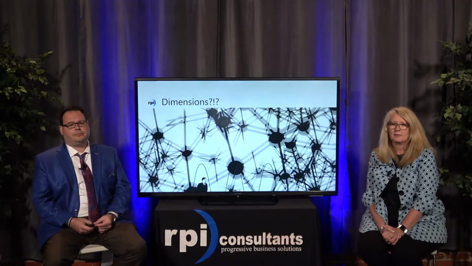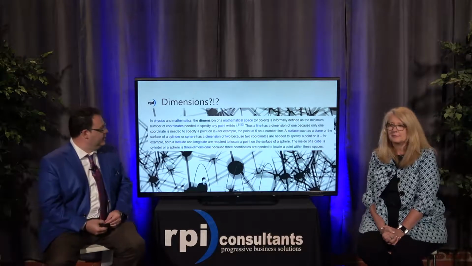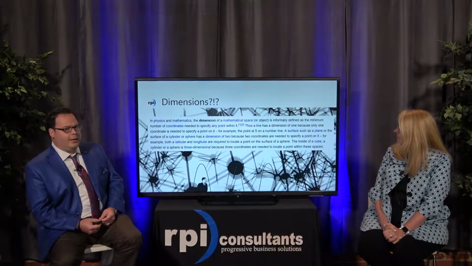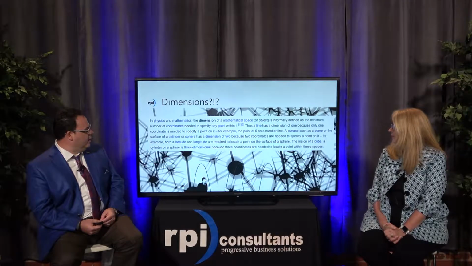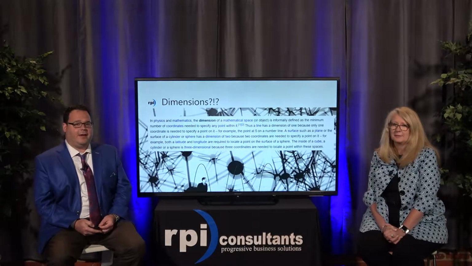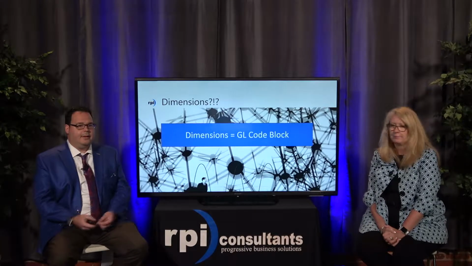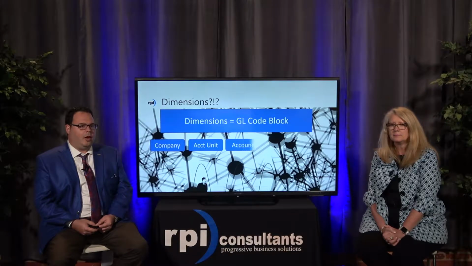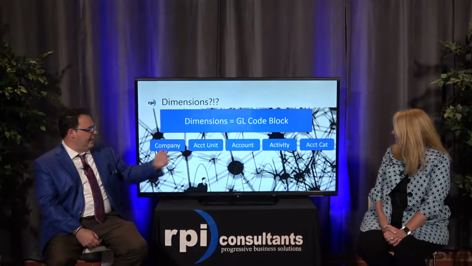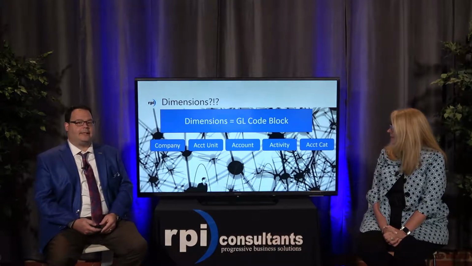So dimensions. If I ask my good friends, the elves behind Wikipedia, about dimensions, they tell me that it's something fairly complex that provides the coordinates to locate something in a space or surface. Fortunately for us, in the case of CloudSuite Financials, dimensions simply mean the GL code block. It's a word that gets thrown around a lot. But basically, if you look at old school Lawson, they would have been company, accounting unit, account, activity, and account category. And in some ways, these were fairly fixed and rigid. And now we have a lot of flexibility with these.